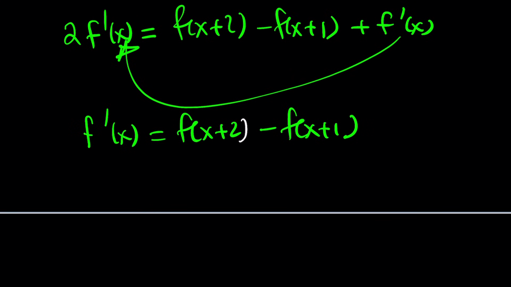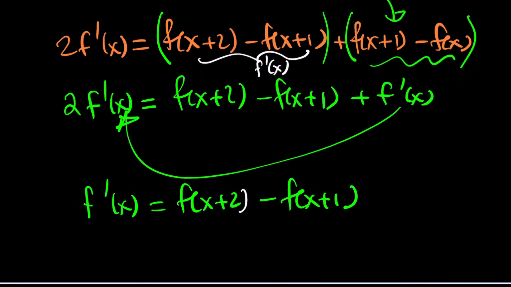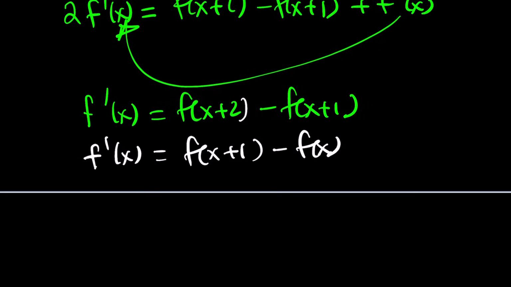Okay, now, so far we got the following. f prime is equal to f of x plus 2 minus f of x plus 1, right? Now, what is that supposed to mean? Well, if you go back to the way we did this, it's f prime, right? And if you replace that with f prime again, you're going to get the same thing. f prime is going to equal f of x plus 1 minus f of x. I guess we could take it from here, right? Anyways, so let's go ahead and do this.